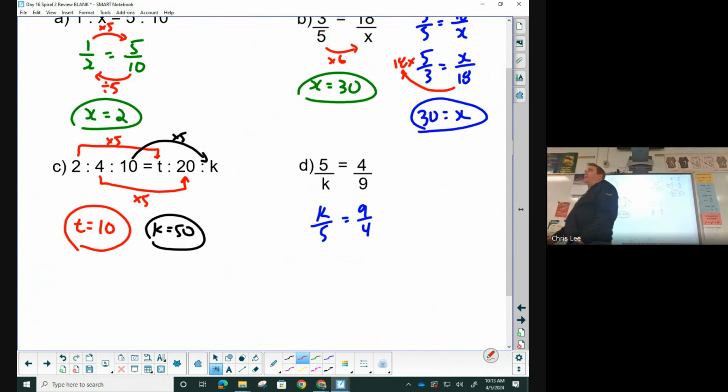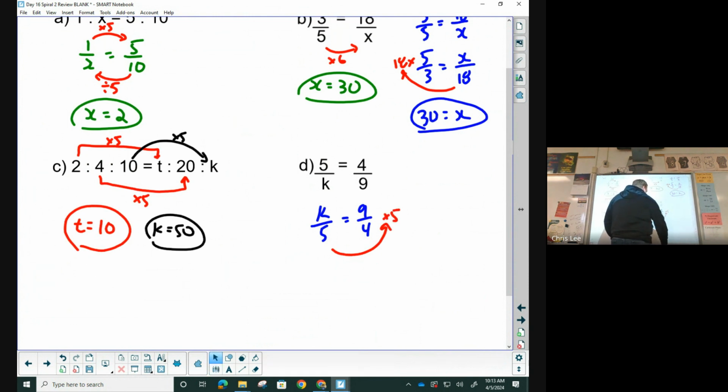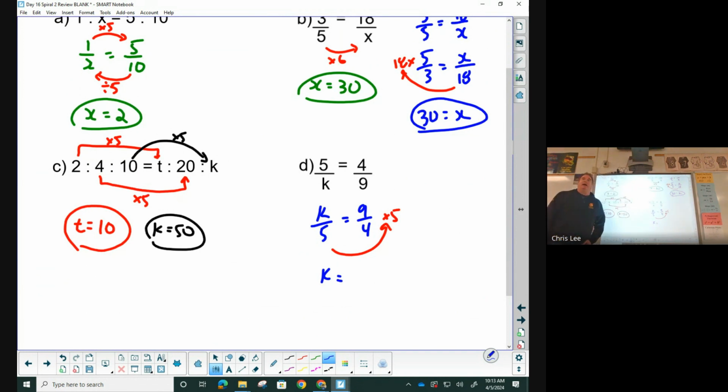Okay, divided by 5. What is the inverse of dividing by 5? Times it by 5. 9 over 4 times 5 equals 11. And now you can just go to your calculator, not have to worry about it. 11.25. 11.25? Yep. Apparently this means 11.25.